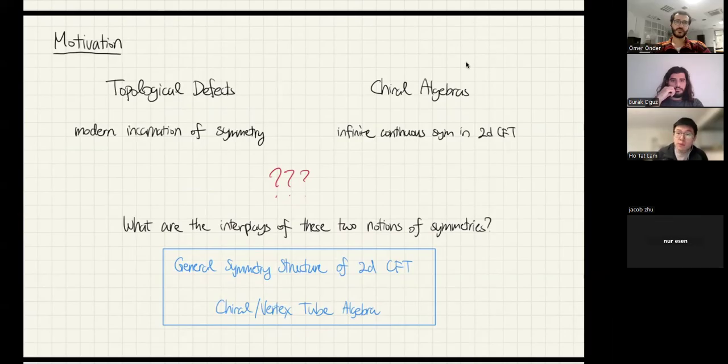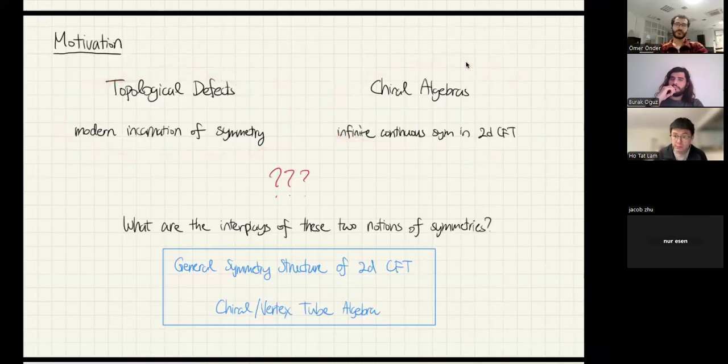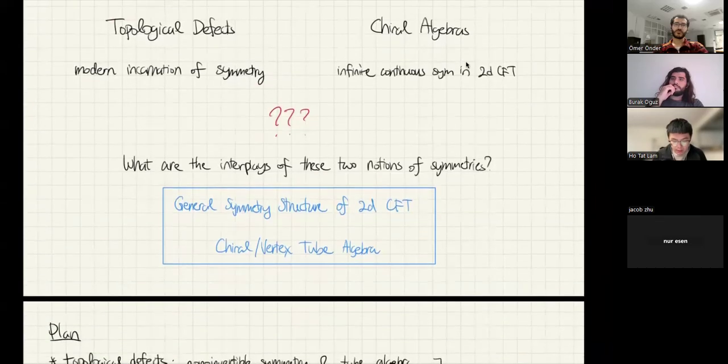But very importantly, in 2D CFTs, there's also a very important concept of symmetries coming from chiral algebras. Chiral algebras represent infinite continuous symmetries, so it's a very gigantic and large symmetry. The question we are trying to understand better is: what is the interplay between these two important concepts of symmetries in 2D CFTs? The playground in this talk will be 2D CFTs where these two objects coexist.